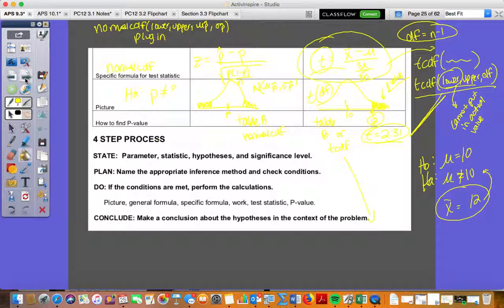But instead it's just like, that's the statistic.